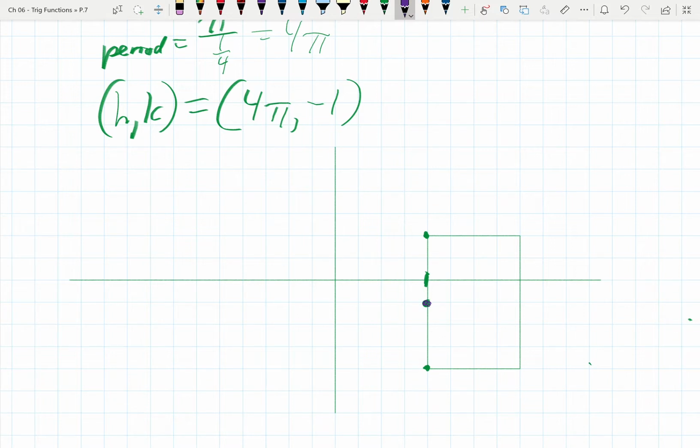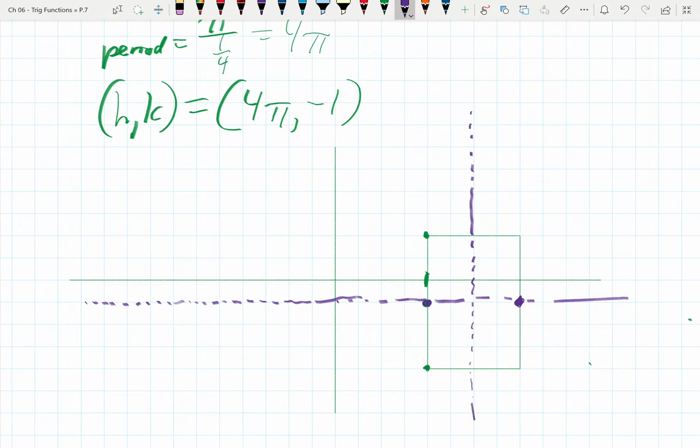But tangent's the one that starts at the baseline, and I'm going to draw the baseline. You don't have to, but sometimes I put the baseline as a dot so you can kind of see where that shifted axis is. Starts at the baseline, ends at the baseline. Halfway in between the two baseline points is a vertical asymptote.